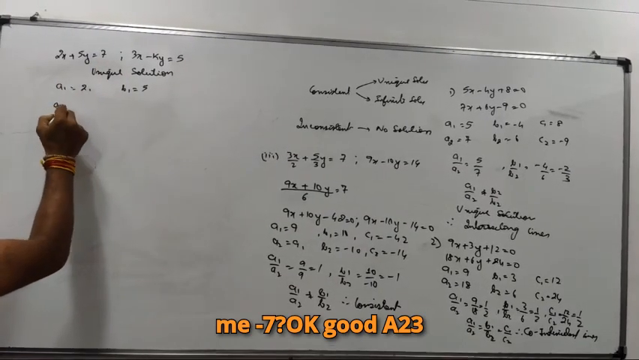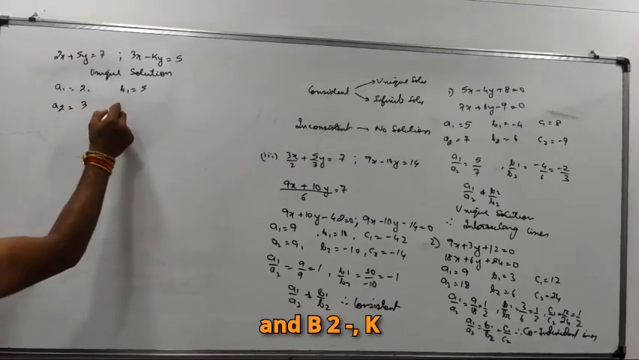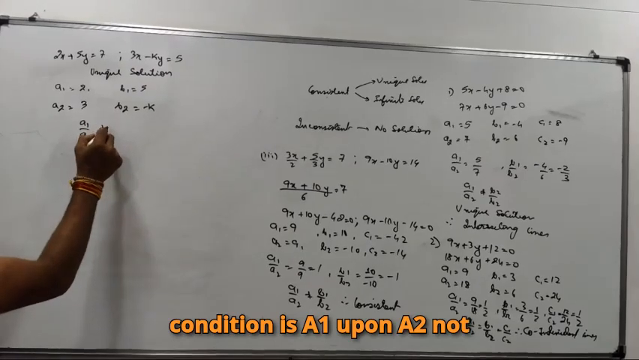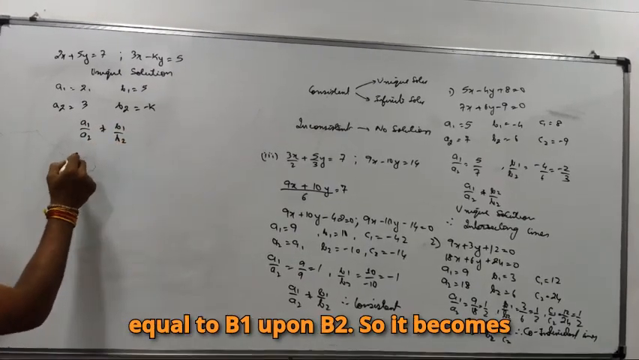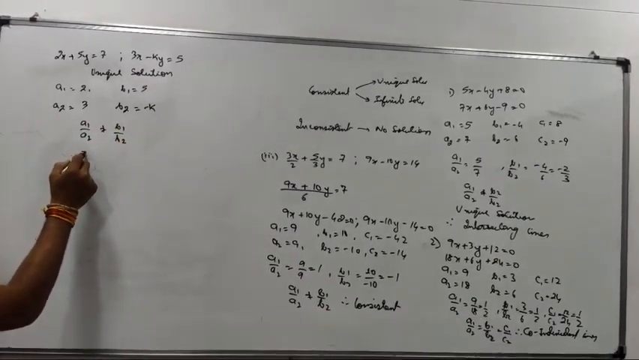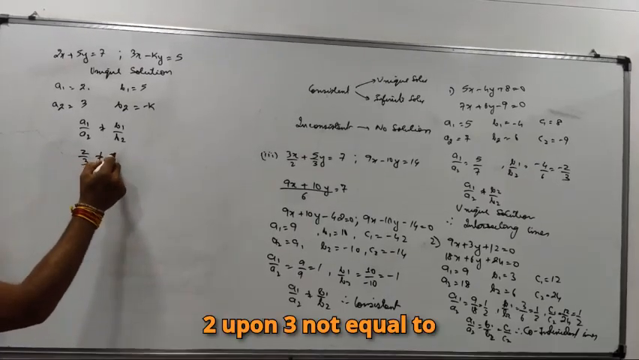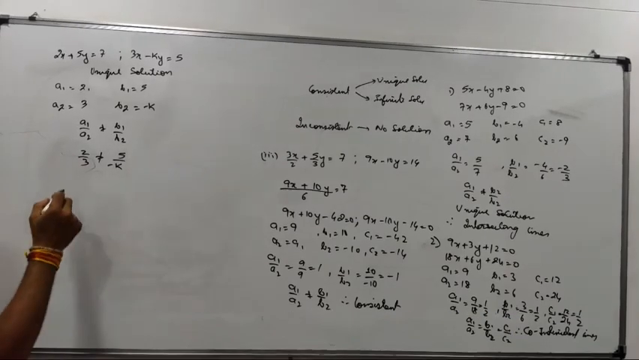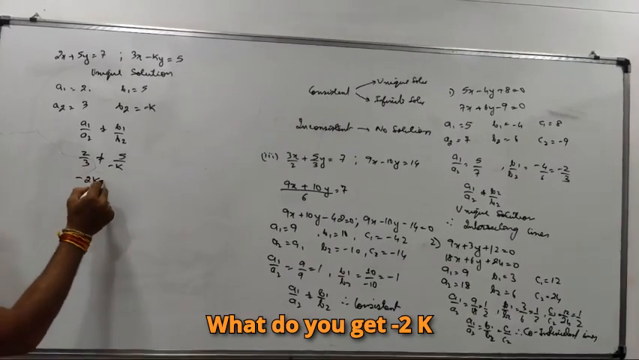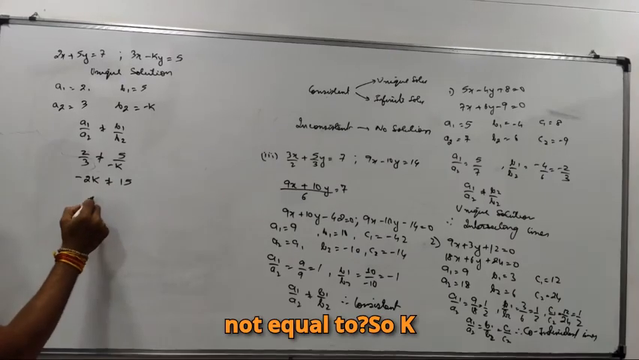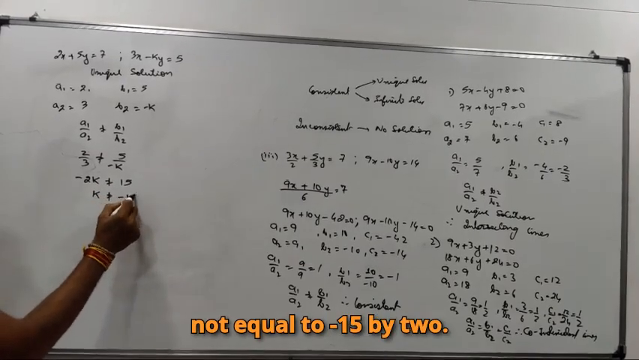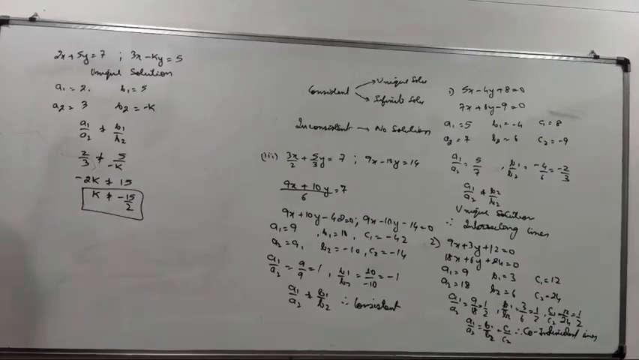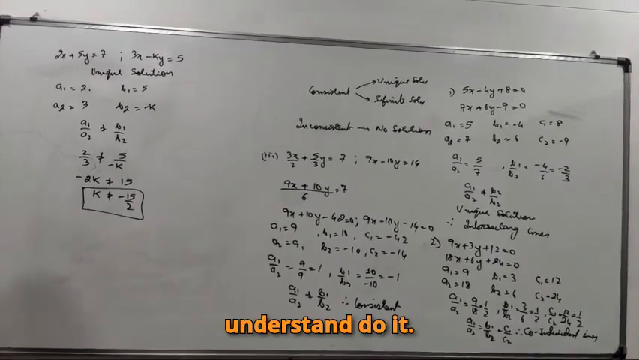Minus 7. Okay, good. A2? 3. And B2? Minus k. Condition is A1 upon A2 not equal to B1 upon B2. So it becomes 2 upon 3 not equal to 5 upon minus k. Do cross multiplication. What do you get? Minus 2k not equal to, so k not equal to minus 15 by 2. So this is the answer for k. Understand? Do it.